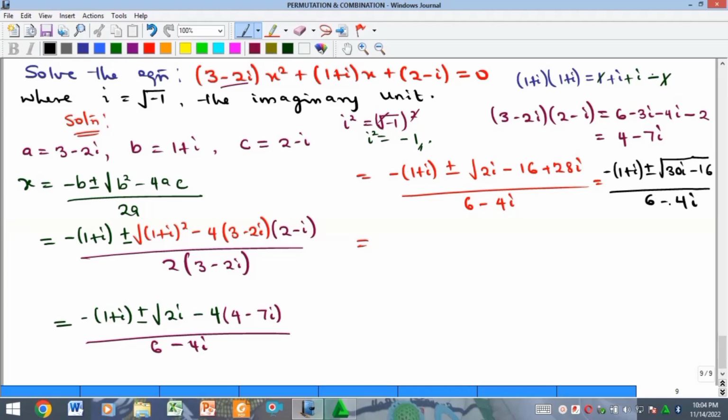Now we have the square root of this complex number, and the square root of complex numbers is actually seen as the square root of surds.